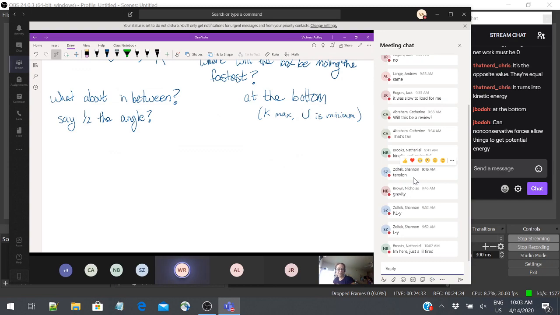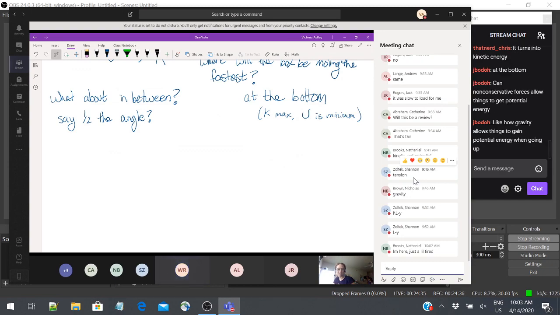Can non-conservative forces allow things to get potential energy? No. So John asked a good question. Twitch, can non-conservative forces allow things to get potential energy? No, because that is the definition of a conservative force. So in order for it to have potential energy, it has to be a conservative force. Yeah. Yep.